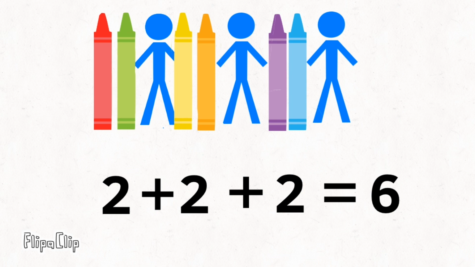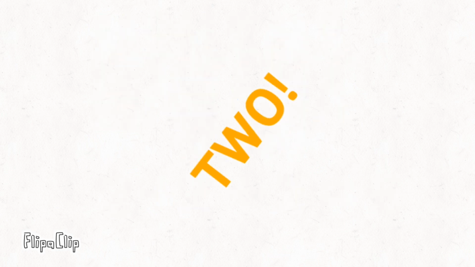Remember, 6 was our dividend. The number we divided 6 by, 3, is our divisor. And the answer to our division problem is called the quotient, and that's 2. Great job, guys.